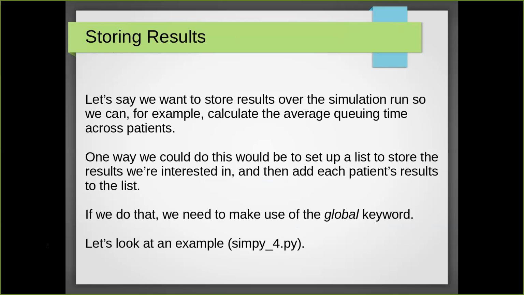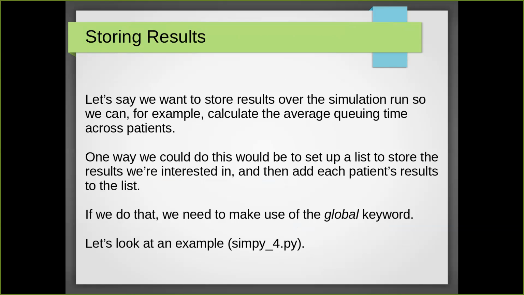The other thing you probably will want to do when you're building a SimPy model is to store some results over the simulation run. Although we might be interested in seeing, okay, patient 2 was waiting for 4 minutes, patient 3 was waiting for 7 minutes, that doesn't mean too much individually because these are just random numbers that are being plucked out. What's more interesting is to look at the system as a whole and say, how long on average are patients queuing for the nurse? How long on average are they waiting to see a doctor?